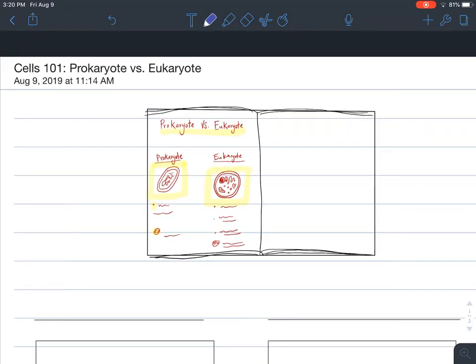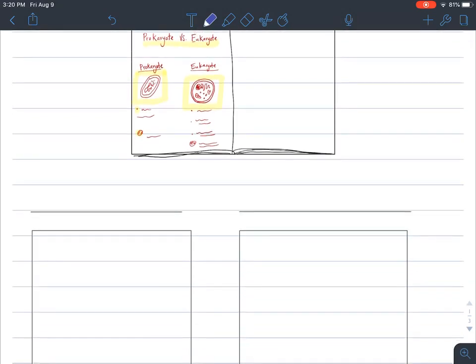All right, so to begin here, like I said, you need to divide your page, and we're going to have the left side here in my page be prokaryotic or prokaryote. And on the right side is where I will draw and label and identify the parts of a eukaryote.